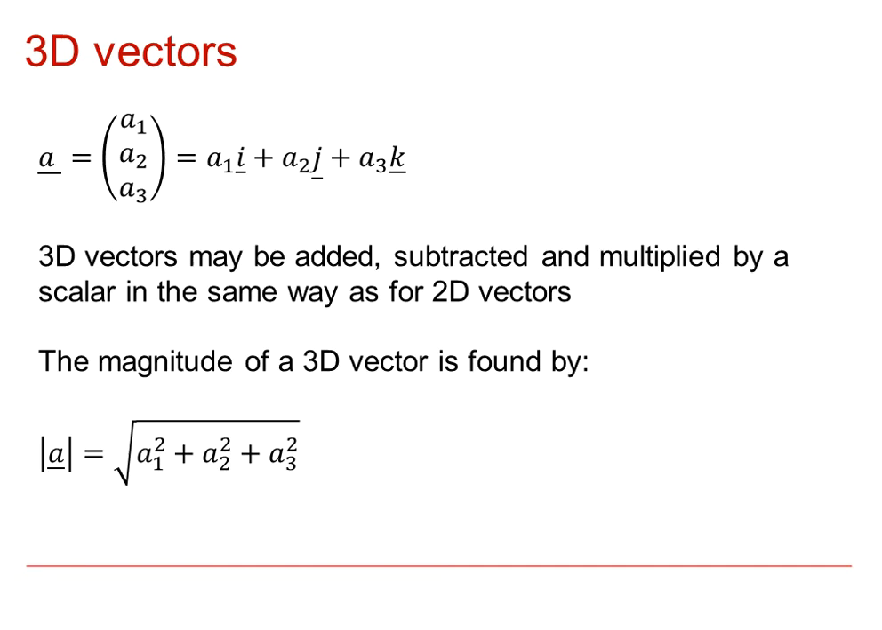3D vectors may be added, subtracted and multiplied by a scalar exactly the same way as for 2D vectors. In addition, the magnitude of a 3D vector is also found by using Pythagoras' theorem, but in this case it's the square root of A1 squared plus A2 squared plus A3 squared.